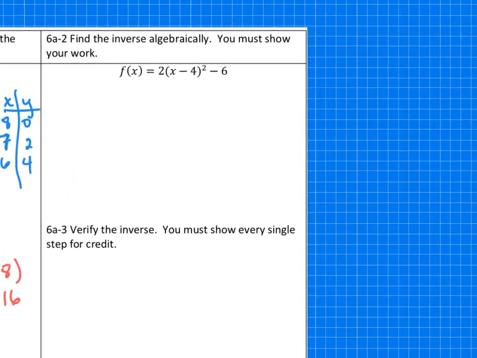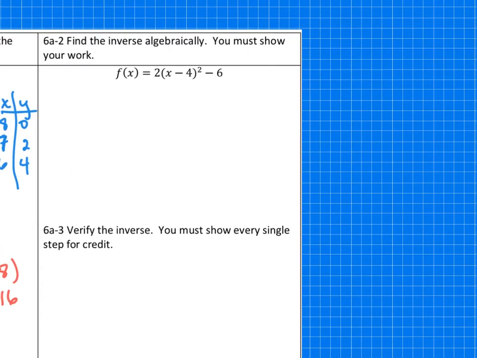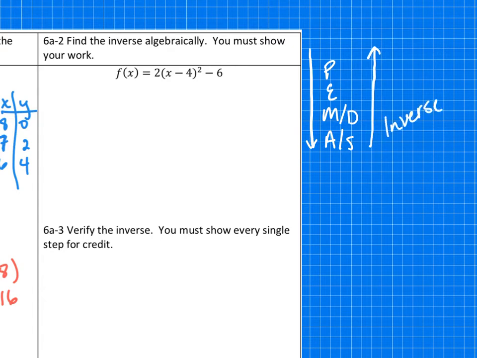Over here, I'm tired, sorry. Okay, so once again, parentheses, exponents, multiplication and division, addition and subtraction. When you are evaluating, start with parentheses, end with addition or subtraction. When you're finding the inverse, do everything in the opposite direction. So you inverse all of those operations and you start at the bottom and go up.